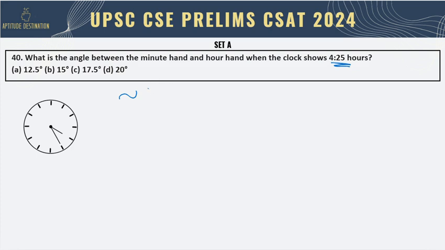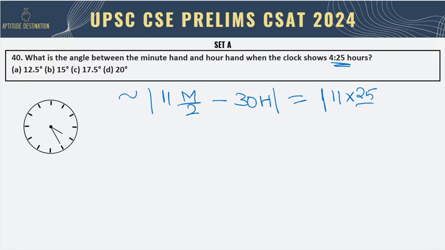So the formula is nothing but modulus of 11 into minute hand, the number of minutes, by 2 minus 30 into hours modulus. Even if you get a negative value, you are supposed to convert it into a positive value. So basically here, the minutes is 25, so 11 into 25 by 2, minus 30 into hours, which is nothing but 4. So let's just do the calculation of this.